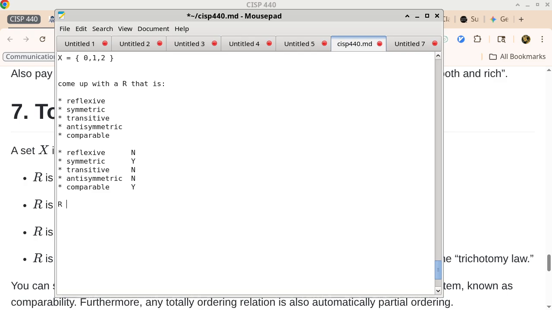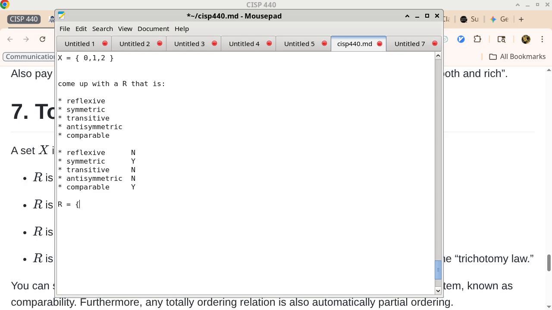So we will end up with R being something like, we'll just randomly pair things. 0 relates to 1 like this, 2 relates to 0 like that, and 1, 2 relates like that. Okay, so I have to look at 0. Okay, I know exactly why this is not possible. The reason is you cannot have comparable without reflexive. That by itself makes it not possible.